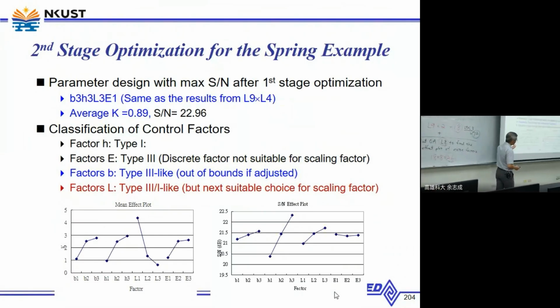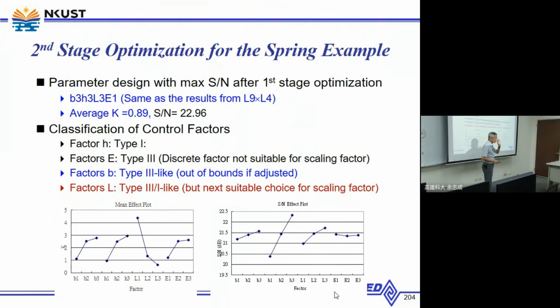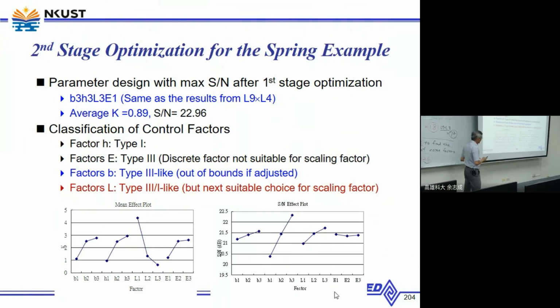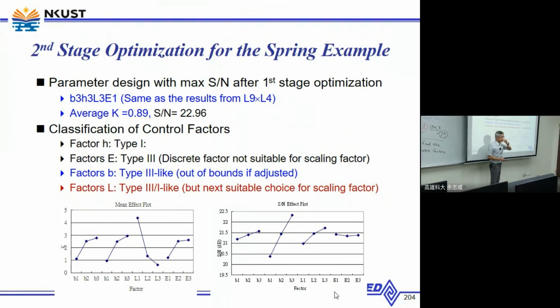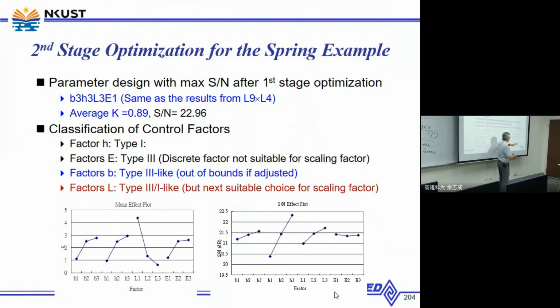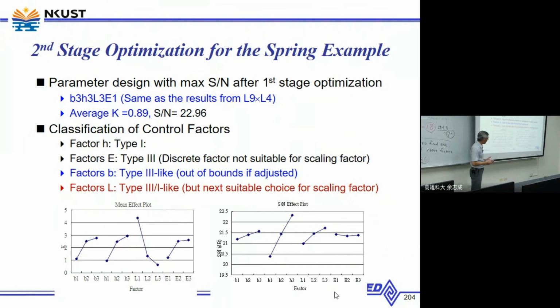And right now, the conclusion of H is still the same. H is type 1. Okay? Young's modulus is type 3, no problem. However, B and L, they are not that perfect as a type 3. So I say it's type 3, but not exactly type 3, because they still have some inference. Some of you might think L looks better like type 1, right? Type 1 will have inference on the mean and inference on the SN.